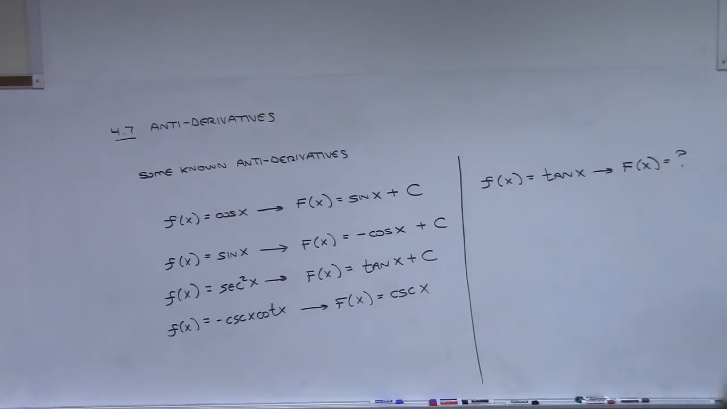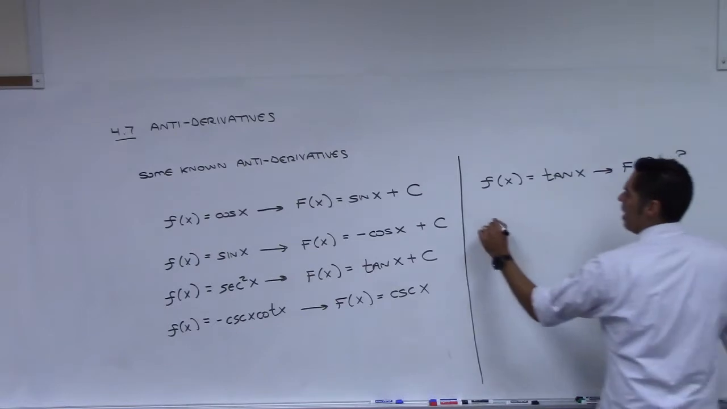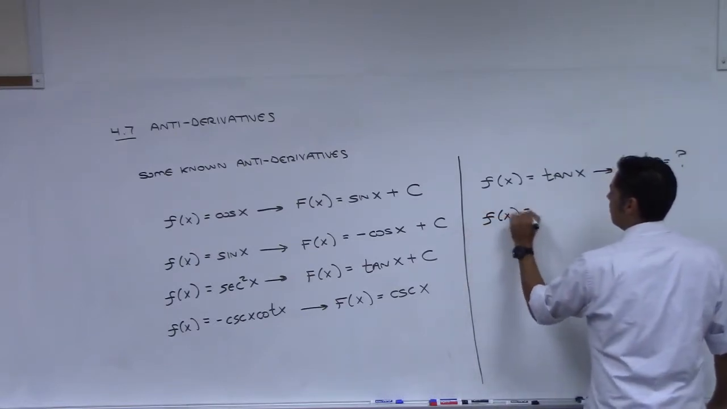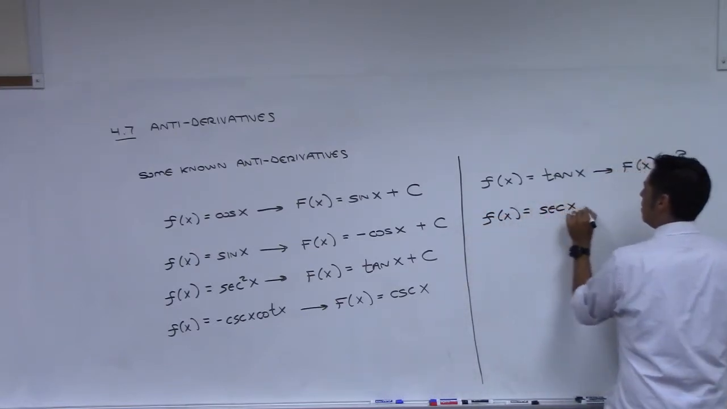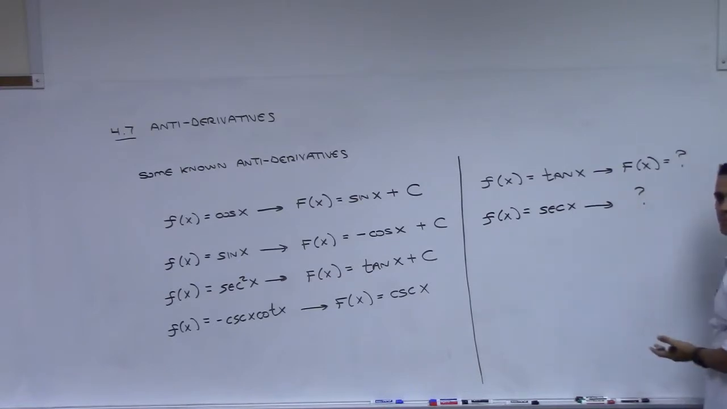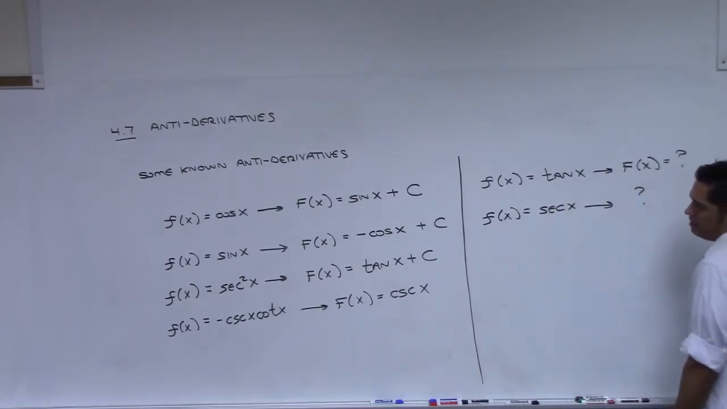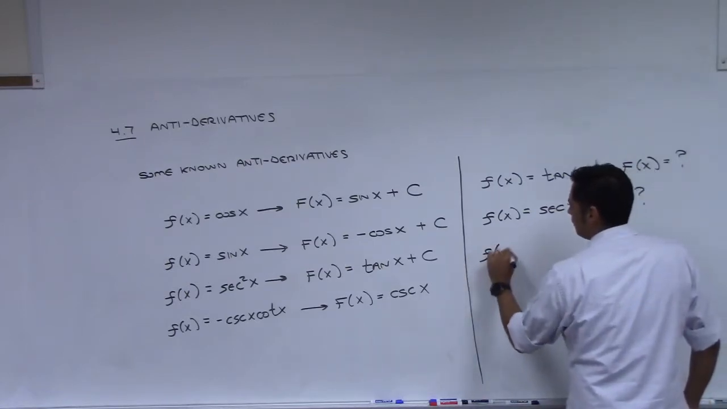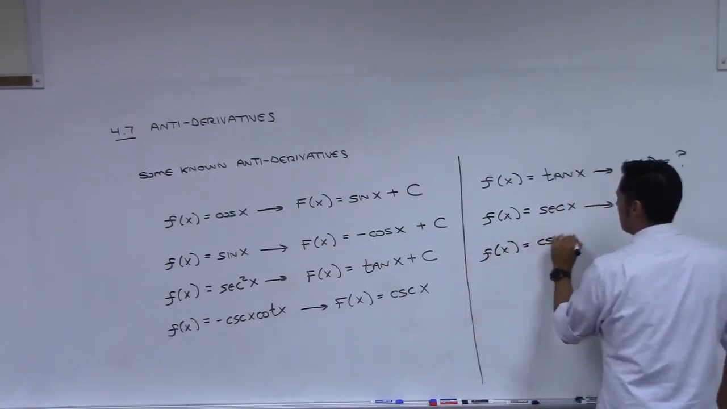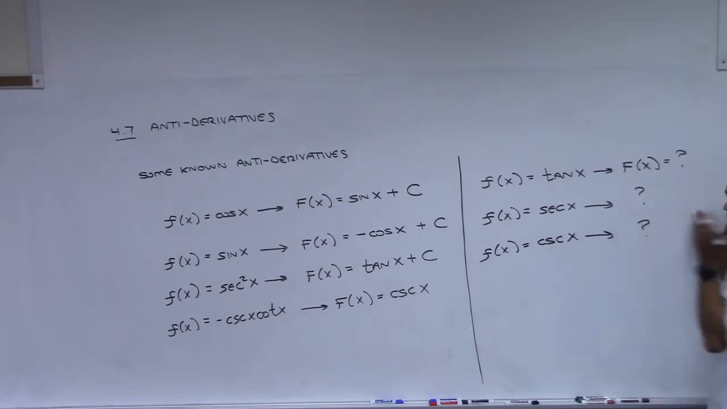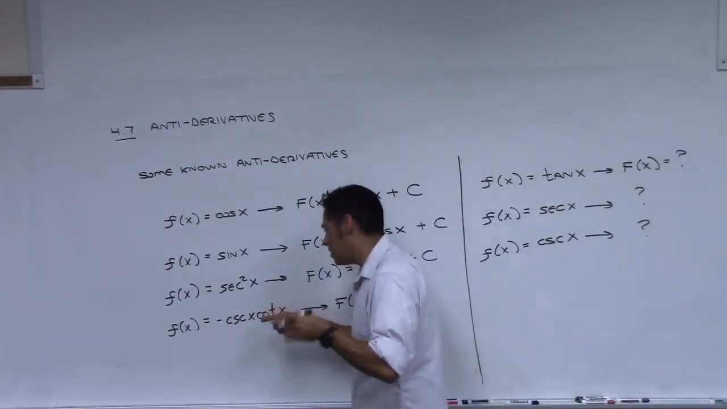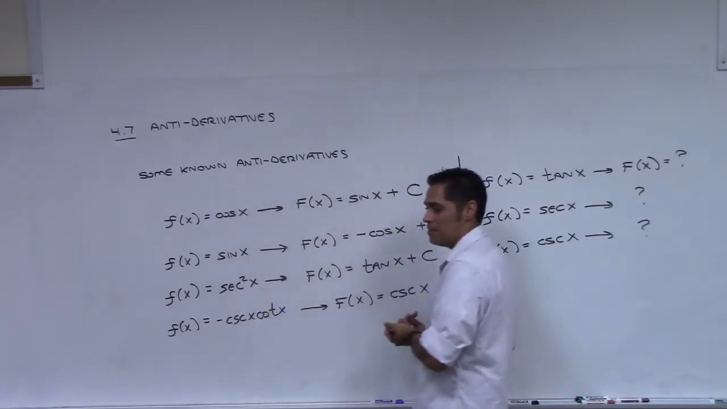I'll answer this question. And you could actually do that for several trig functions that you just can't find them. Secant x. If it was secant squared, it'd be tangent, right? But it's not. Cosecant x just by itself, what's its antiderivative? I don't know, right? It has to be exactly negative cosecant cotangent, then I can go backwards, right?